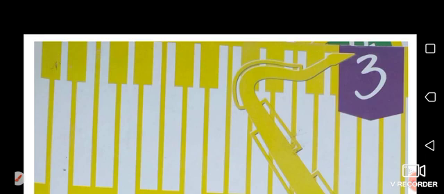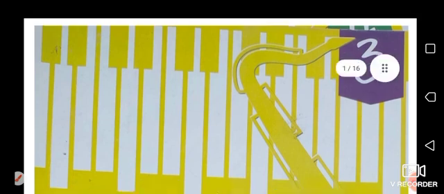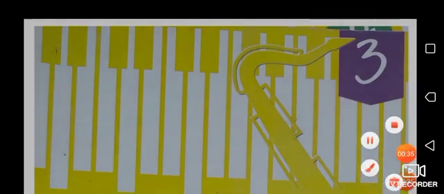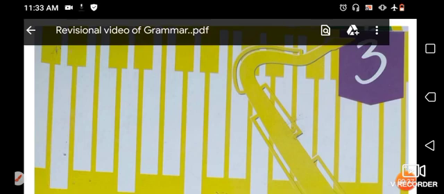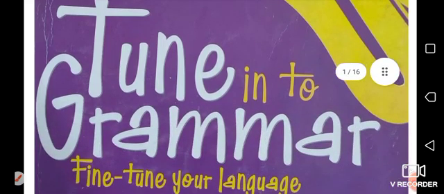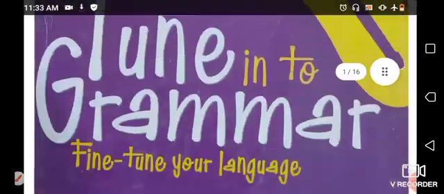So students, as you all know, at this time your school is closed due to the cold wave and chill weather. That is why we are providing you a series of online revisional classes so that you can revise all your chapters and perform better in your exams. Today we are going to revise chapter number 2 from your grammar book. Firstly, take out your English grammar book and open chapter number 2.